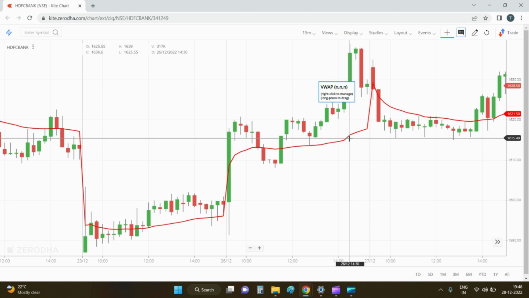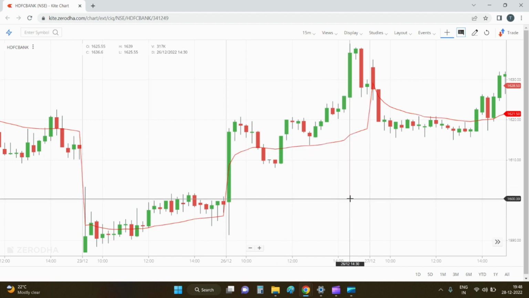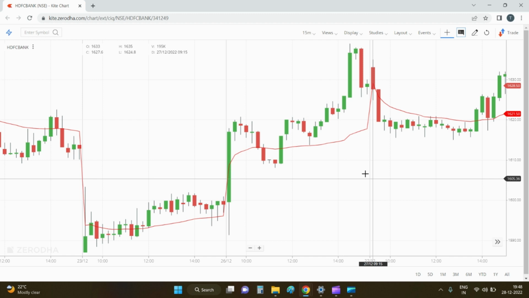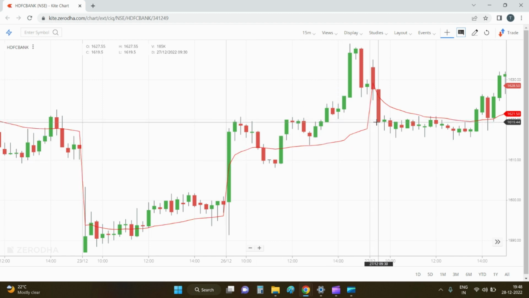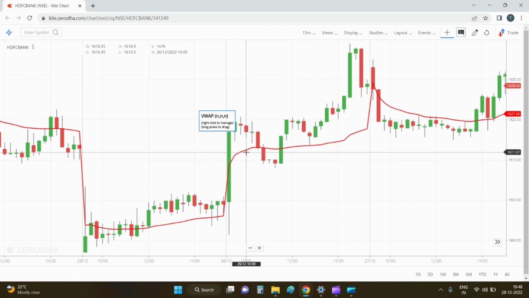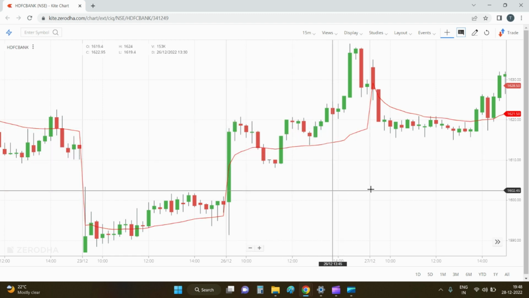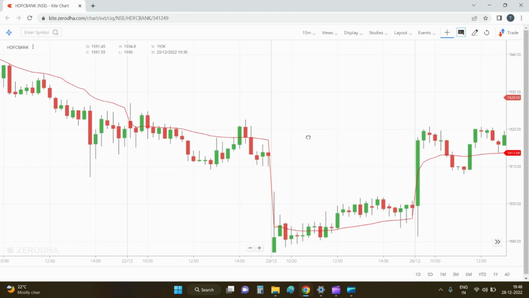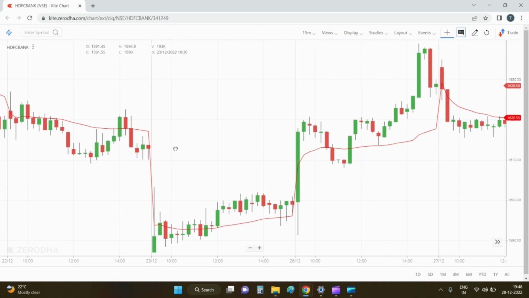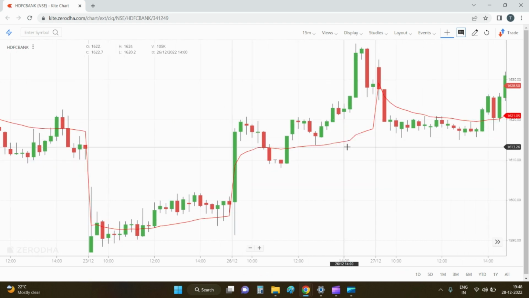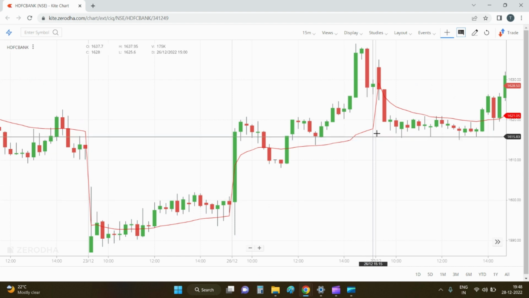We can change the color in the settings as per your preference. Basically, VWAP is the volume weighted average price of any stock or security. Whenever the price is above this VWAP line, we can find a buying opportunity, and whenever the price is below this VWAP line, we need to find a selling opportunity in the market during intraday. So VWAP is the intraday indicator used by traders.